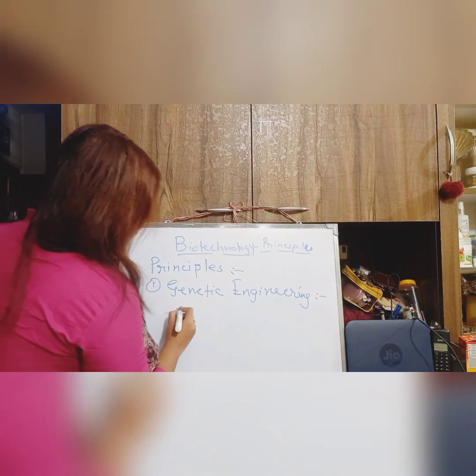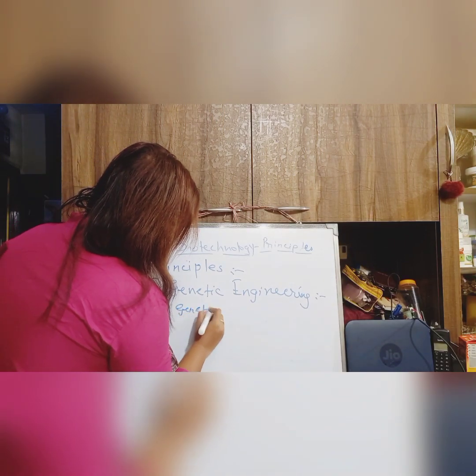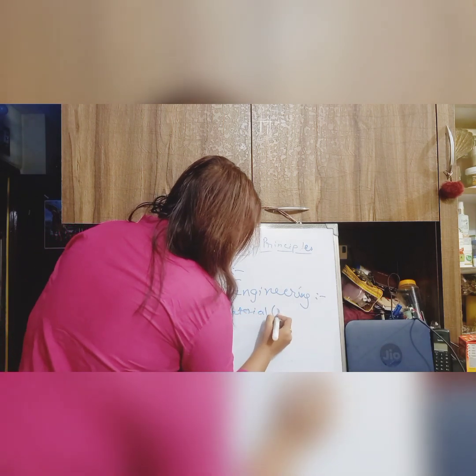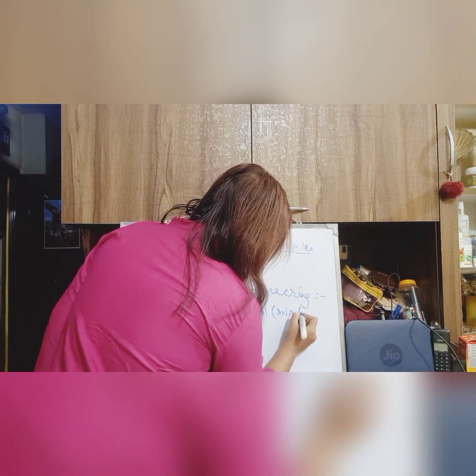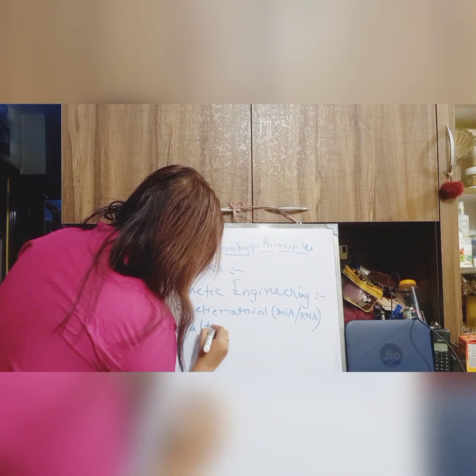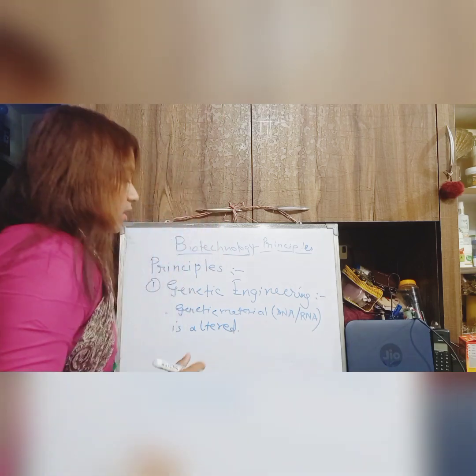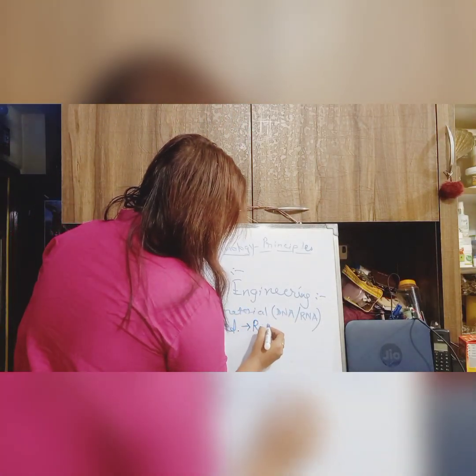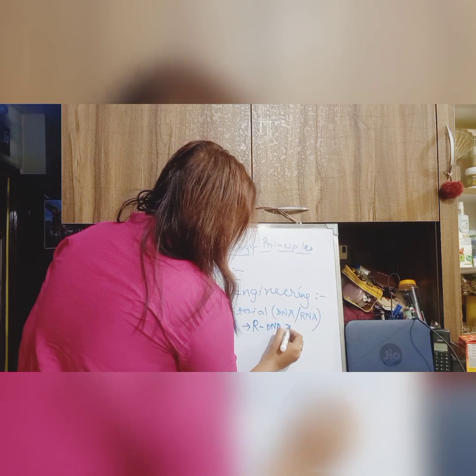So here the genetic material, that is DNA or RNA, is altered. When the genetic material is altered, we get a new recombinant organism or a new recombinant product. So we are using the rDNA technology, that is the recombinant DNA technology.